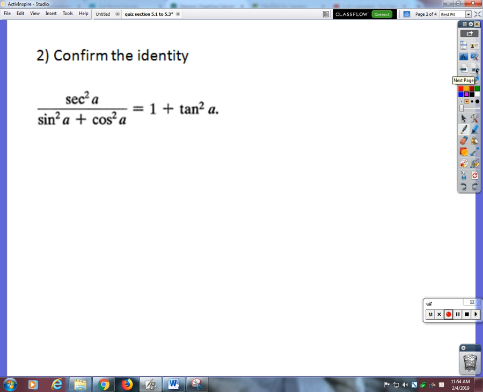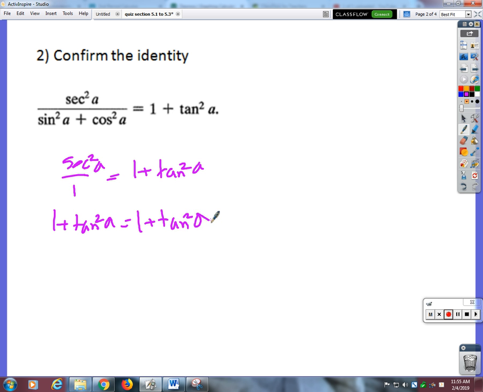So this one is only a 2-stepper. Sine squared plus cosine squared is just 1. And then you can look up there and see that secant squared is equal to 1 plus tangent squared. Some of you made them both into secant squared. It doesn't matter. Either way, you get that they are both the same. Okay? So easy 2 points there. Questions about that?